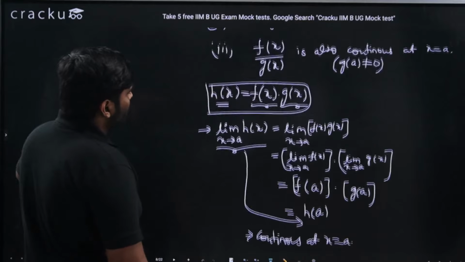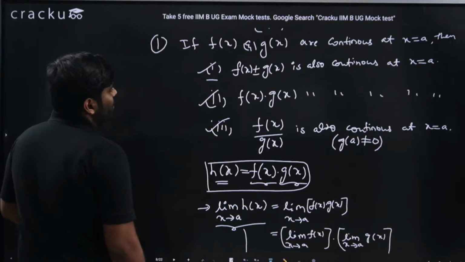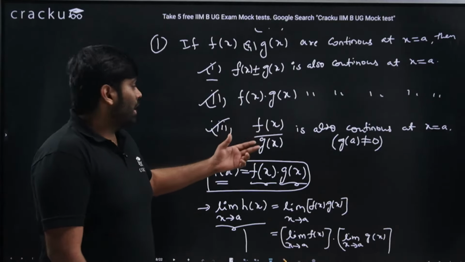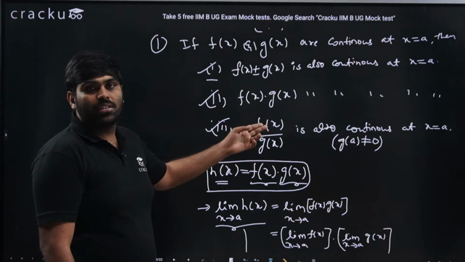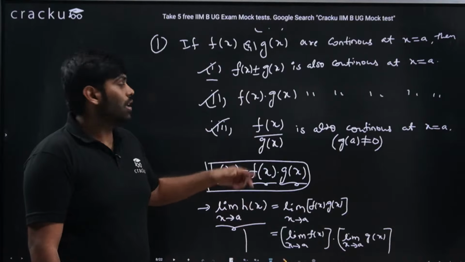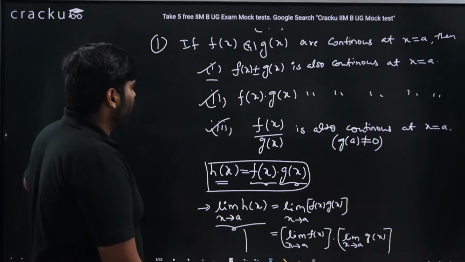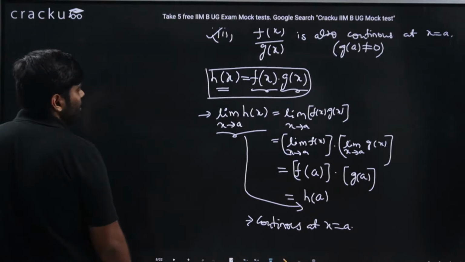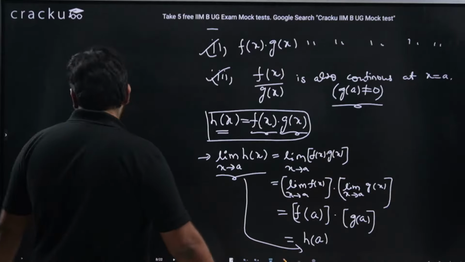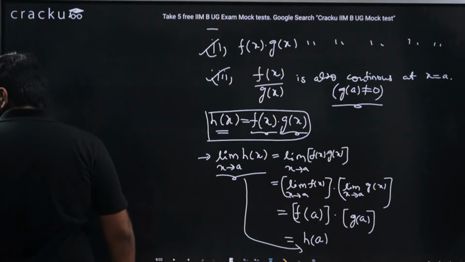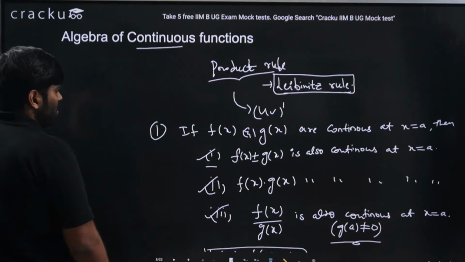Similarly, you can prove it for addition and division as well, because for division we do the same thing. The limit as x tends to a of f of x by g of x, we separate as the limit of f of x by the limit of g of x. The numerator becomes f of a and the denominator becomes g of a. So f of a by g of a would be h of a in that case as well, but the only requirement is g of a is not equal to 0 in the case of division. So this is about the algebra of continuous functions.